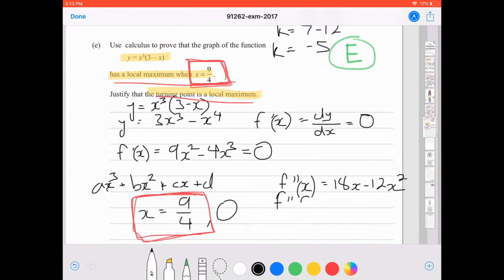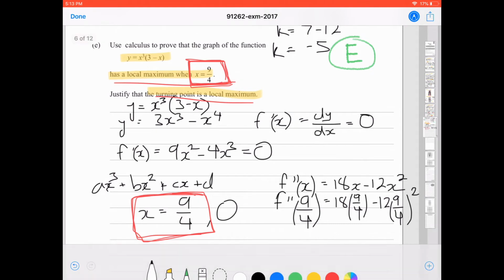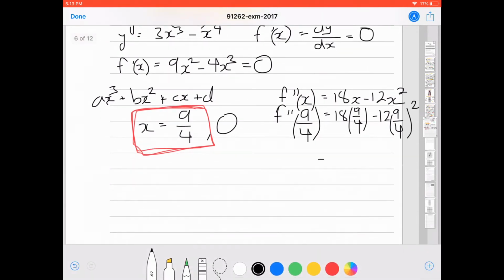minus 12x squared. And we're going to substitute our value of x equals 9 over 4, so f double dash 9 over 4 here. Okay, this equals 18 times 9 over 4 minus 12 times 9 over 4, and that is squared. And what does that equal? Definitely we will be just calculating that. So what have we got? Okay, what is it? 18 times 9 over 4. That equals 81 over 2, or 40.5.